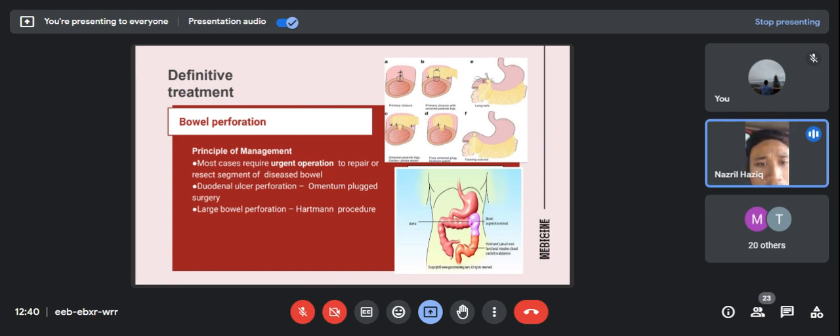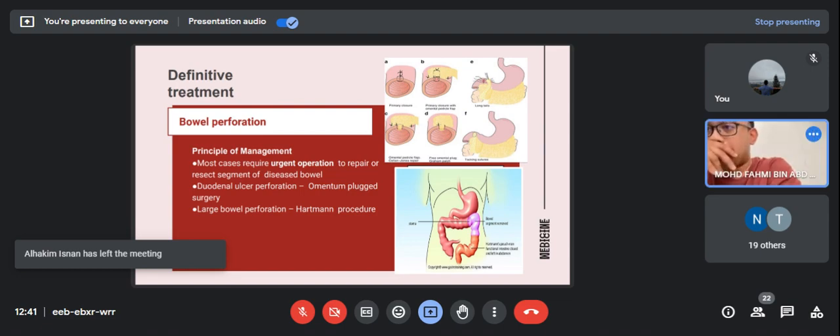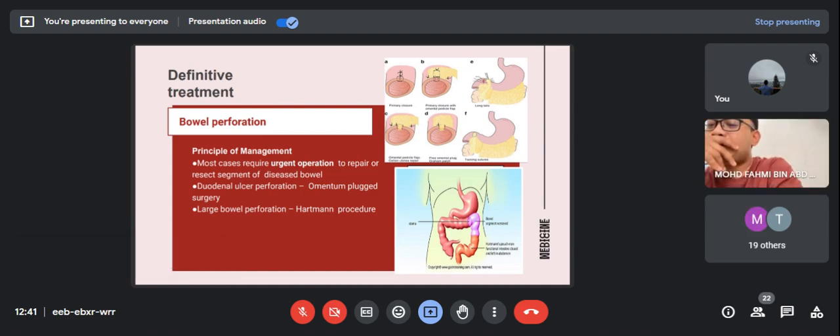And if there's a large bowel perforation, we can do Hartmann procedure. So Hartmann procedure is that we do a laparotomy and we resect the diseased segment of the large intestine, and then we do a colostomy of the remaining healthy colon. So what type of colostomy? Temporary, or permanent also can.